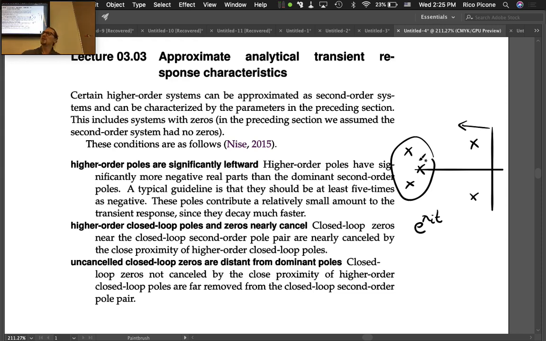So we can say we can ignore these guys, and we can say that the exact solution is approximately true for a system that has this situation. A guideline is that they should be at least 5 times as negative. A typical guideline, and this is an arbitrary number, is 5 times. If this distance versus this distance is like 5x, that's a sign that you're going to have a pretty good approximation. Okay.